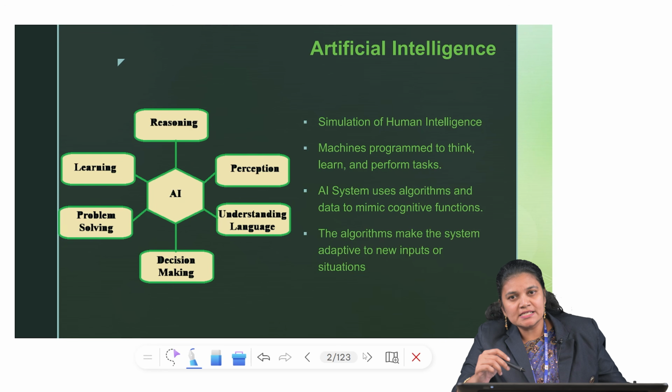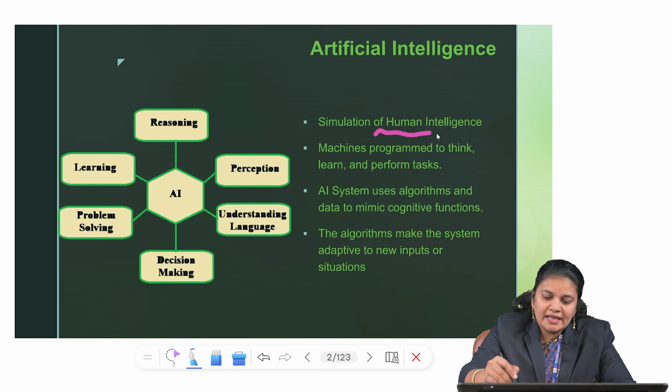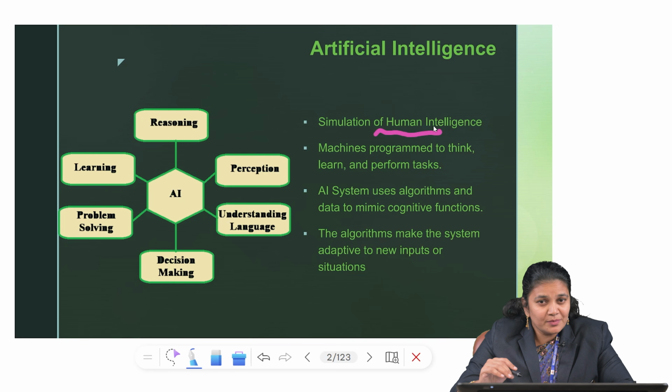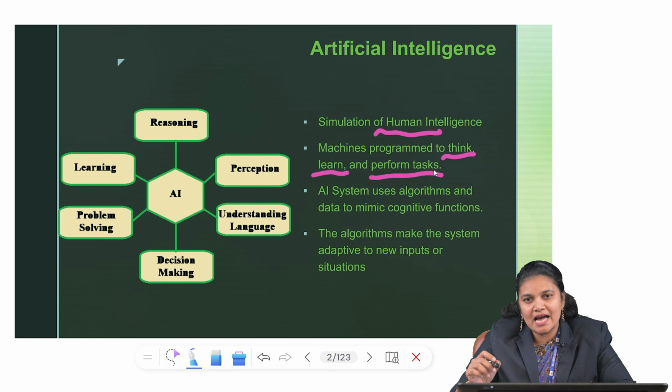Artificial intelligence is a simulation of the human brain. That is, if there is something artificial, then we can tell that something is natural too. So what is that natural? Humans have natural intelligence, which we have tried to build into machines. So the machines have to be programmed to think, learn, and perform various tasks.